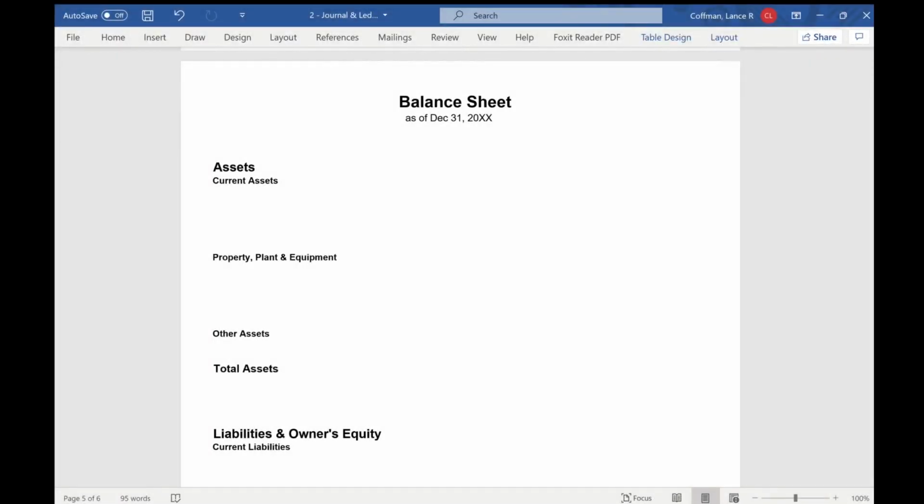Now let's take a look at how the journal entries transferred to that general ledger actually impact financial statements. We're going to take a look at the balance sheet and your income statement or profit and loss.